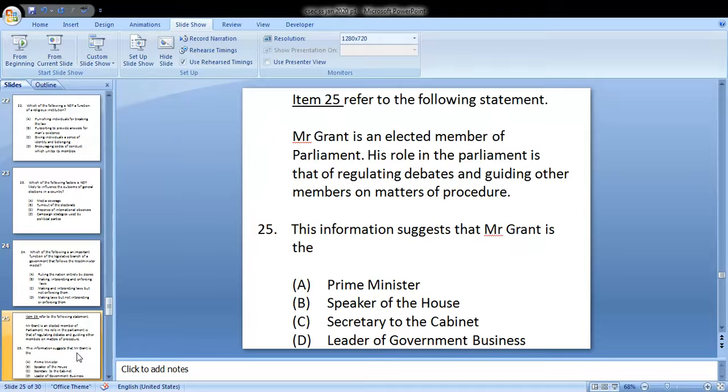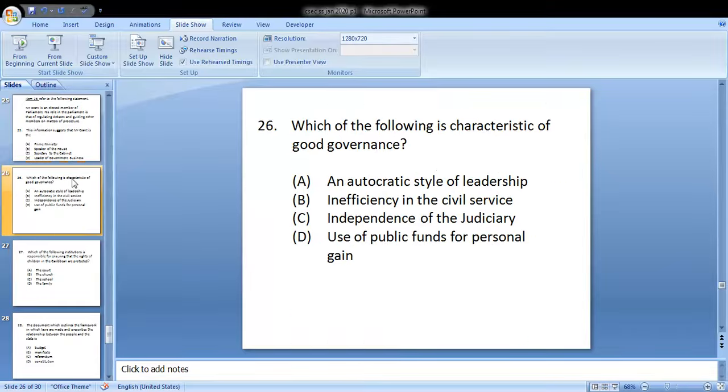Item 25 refers to the following statement. Mr. Grant is an elected member of Parliament. His role in the Parliament is that of regulating debates and guiding other members on matters of procedure. This information suggests that Mr. Grant is the A. Prime Minister, B. Speaker of the House, C. Secretary to the Cabinet, or D. Leader of government business. We know that our answer would be B. Speaker of the House. Let's go on to 26.